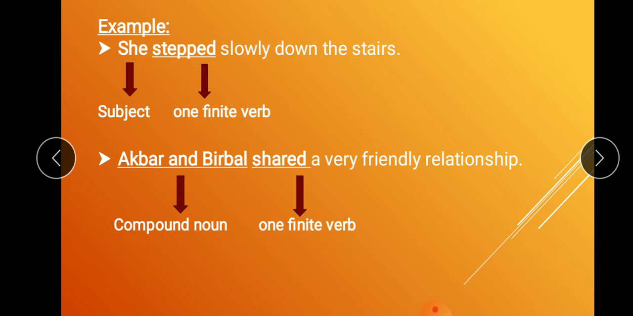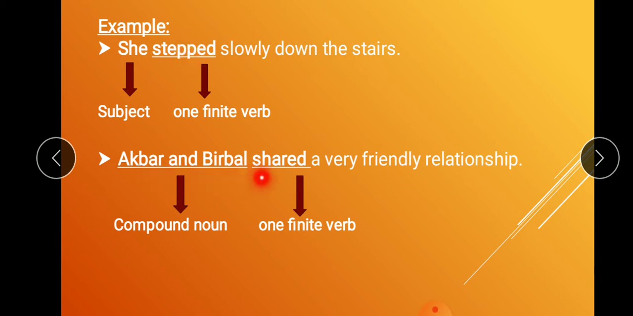Let us see example of simple sentence. She stepped slowly down the stairs. In this, she is a subject which is singular. Stepped is a verb which is one finite verb. It is called finite as this verb is in past tense. According to the subject and according to the tense, it can change into any other tense.